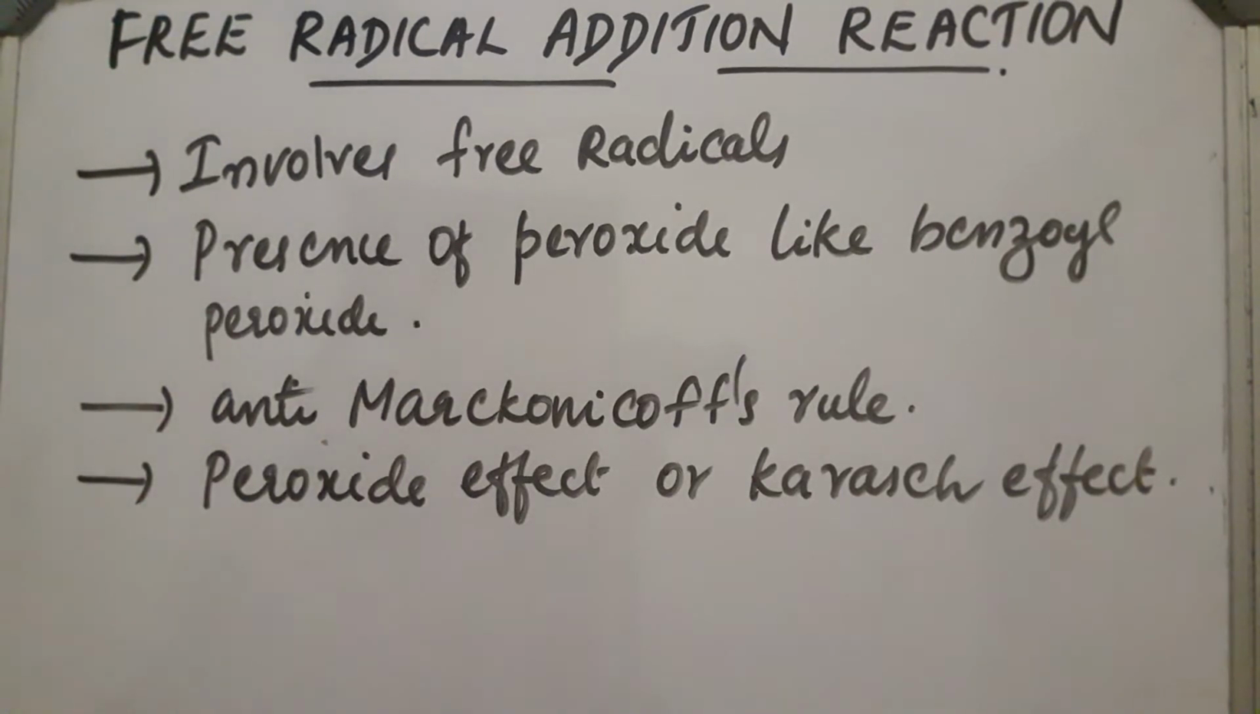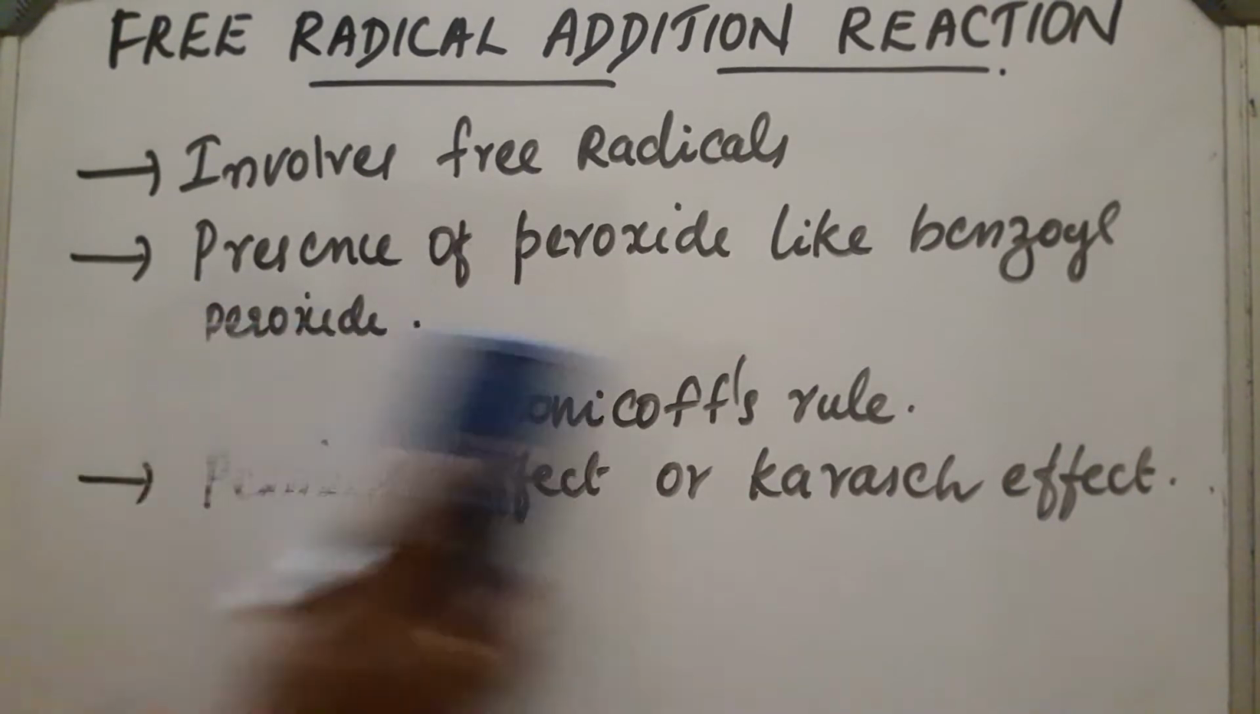Here we are following the anti-Markovnikov's rule, and according to it, the negative side of the reagent will go to the carbon atom containing more hydrogen atoms, which is opposite to Markovnikov's rule. Now, this free radical mechanism is a three-step process. Let us see one by one.